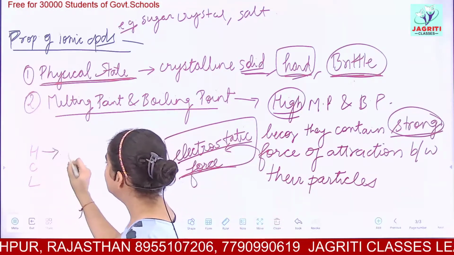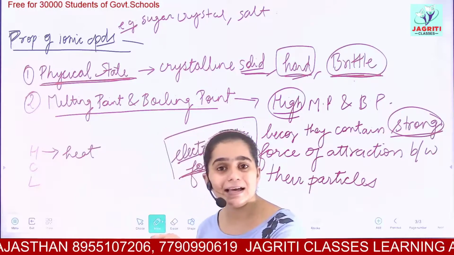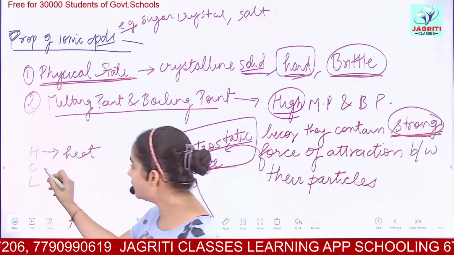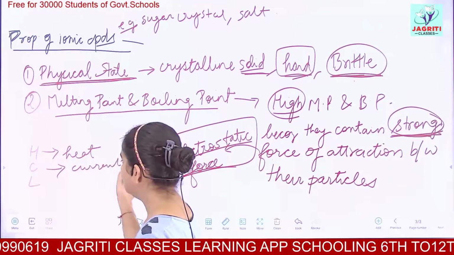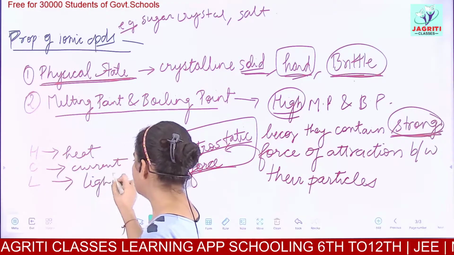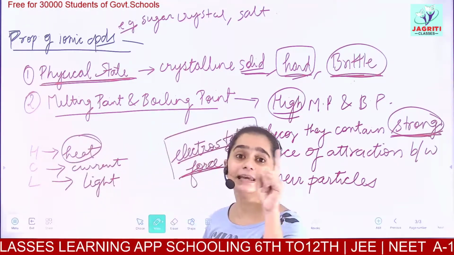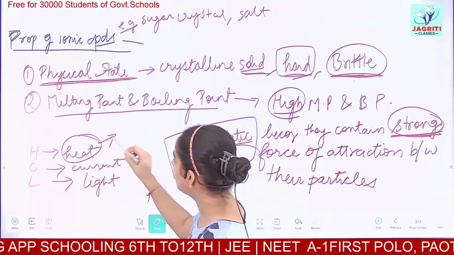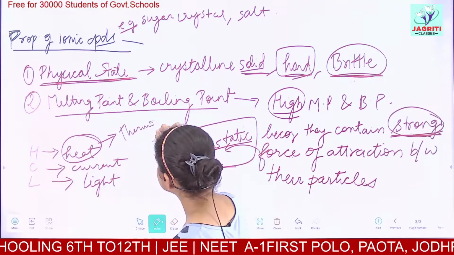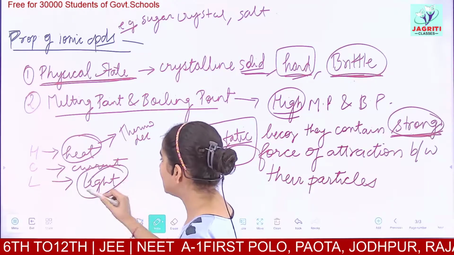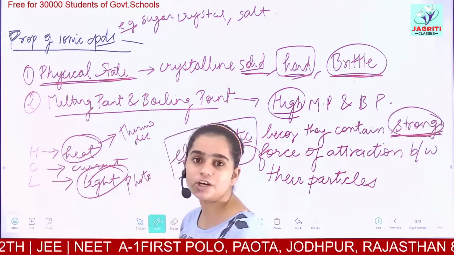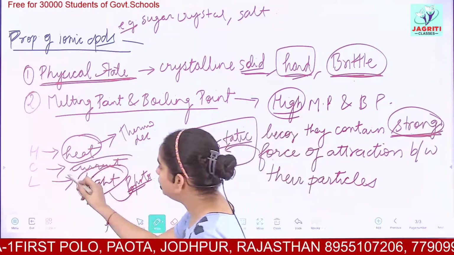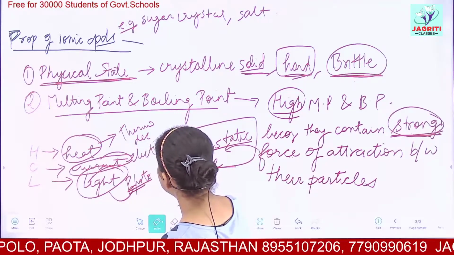The agents are: you can use heat energy, which will break the strong force of attraction, or you can use electric current, or you can use light. If you use external heat to break the forces of the compound, it is called thermal decomposition. If you use light, it is called photodecomposition, where photo means in the presence of light. And if you use current, it is called electrolytic decomposition.